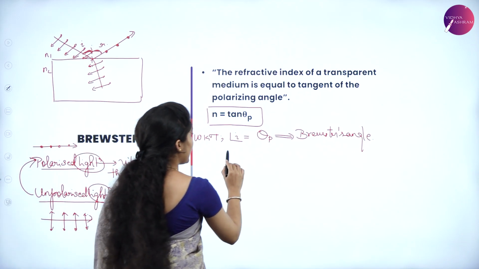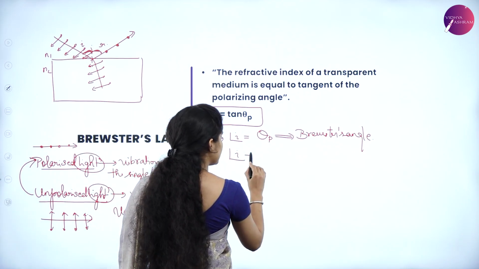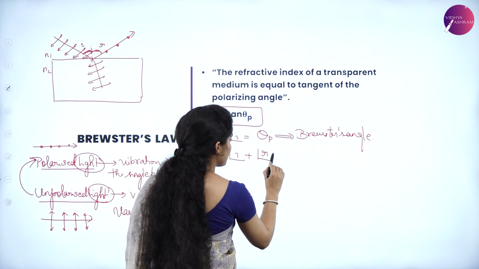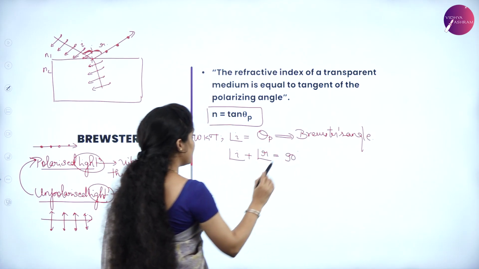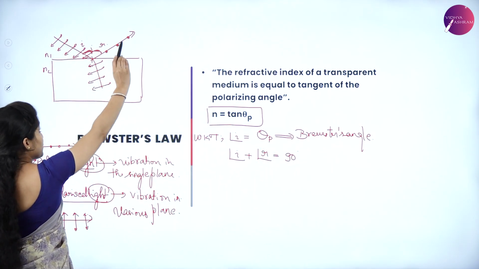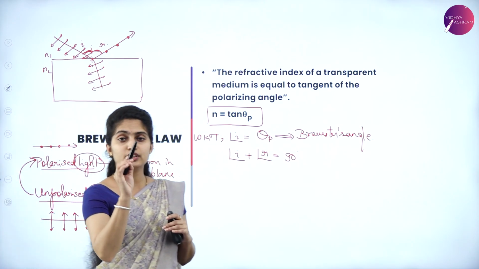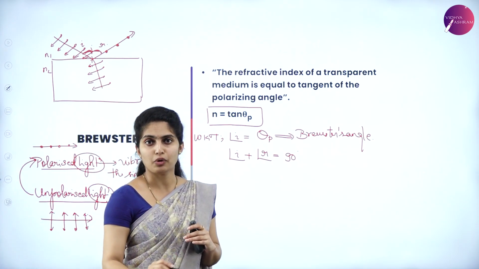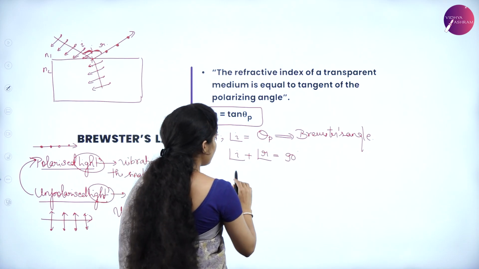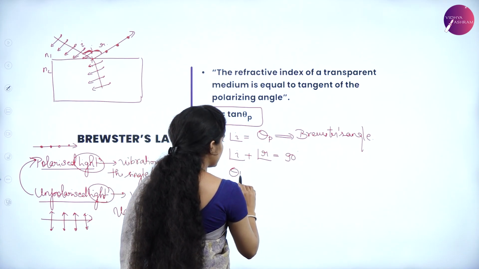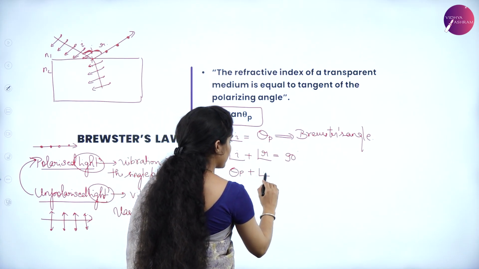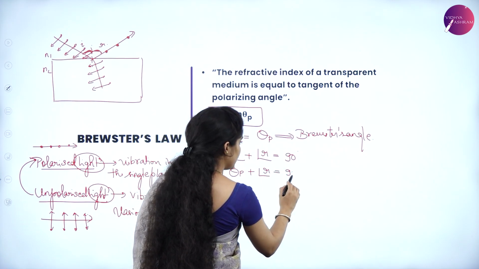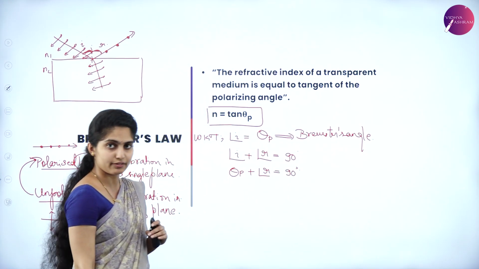So we know that the angle of incidence plus the angle of refraction together make 90 degrees. We have a 90 degree concept over here. Understood? So we just draw the normal. Now we know that the angle of incidence theta p plus the angle of refraction is equal to 90 degrees.